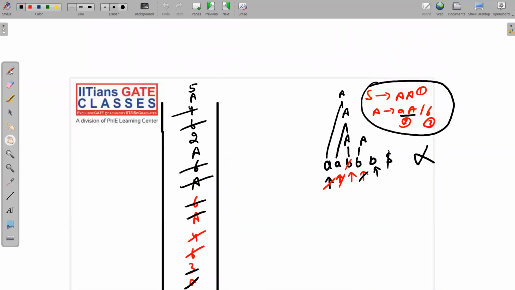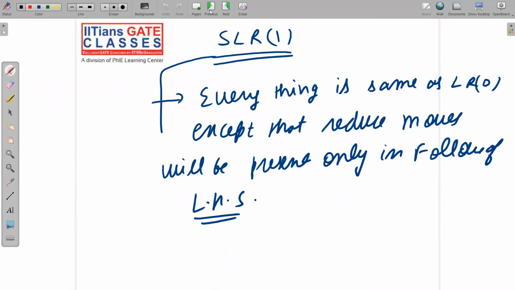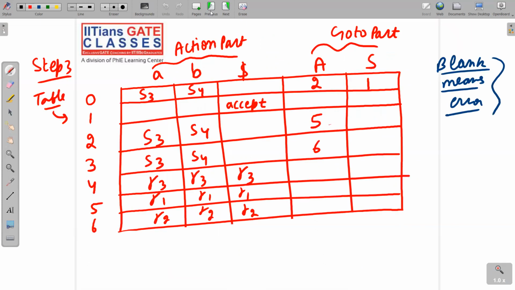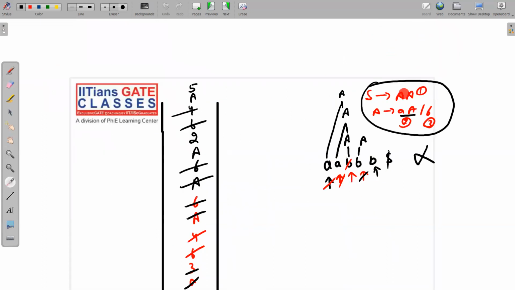So what will it do? See, in case of LR0, this was our table. So R1, we have applied R1. R1 means double A is reduced to S. So in case of SLR1, error is shown. Now double A is reduced to S. We are doing LR0 now. Everything is the same till now, but now double A is reduced just blindly. So 2 symbols will be popped off and S will be pushed onto the stack.